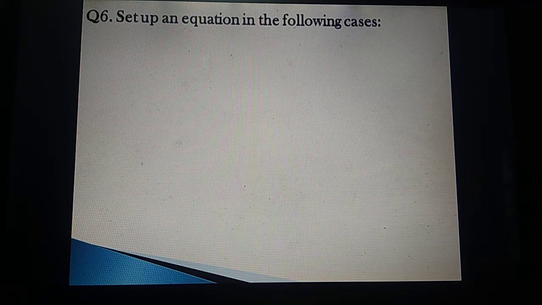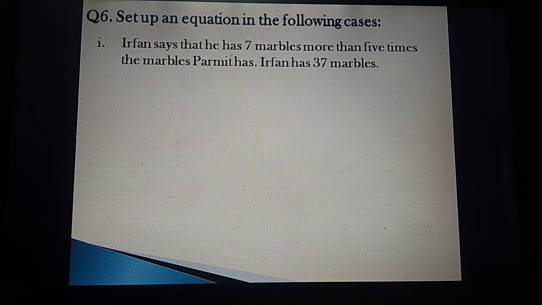Set up an equation in the following cases. Irfan says that he has 7 marbles, more than 5 times the marbles Parmeet has.